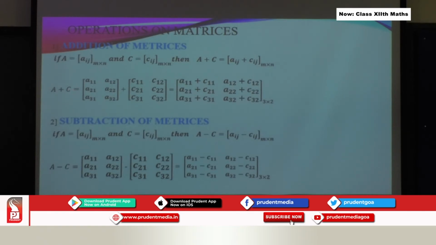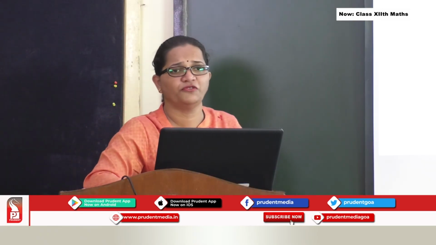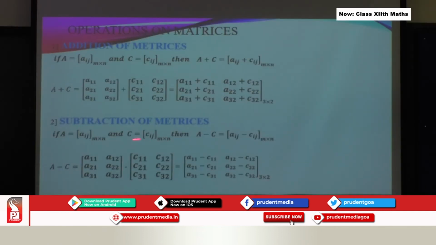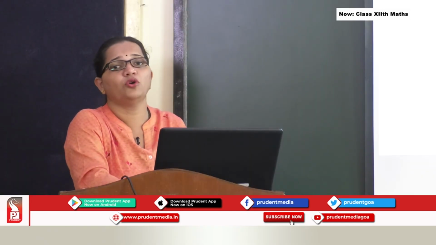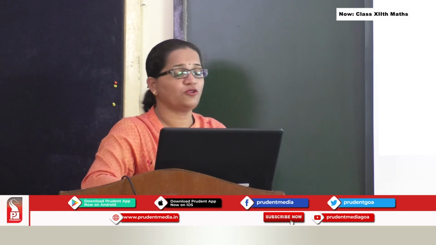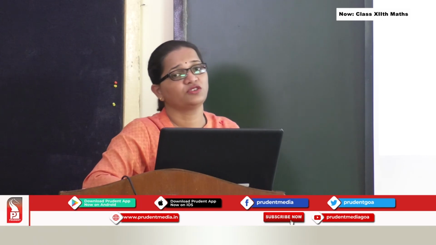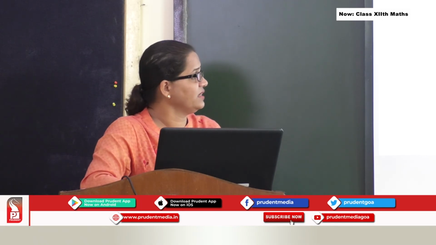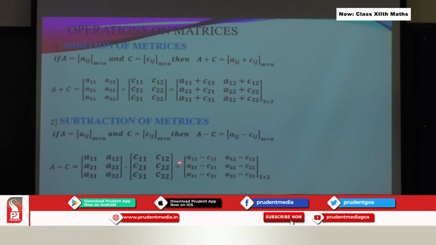Same way, when you go for the subtraction of two matrices, again I take matrix A and matrix C, and I am subtracting. Again a similar protocol you need to follow over here. The order of these two matrices is supposed to be equal. If the order is not equal, you will not be able to subtract these two matrices, or you cannot find the difference of these two matrices. Again here, the corresponding entries are getting subtracted.